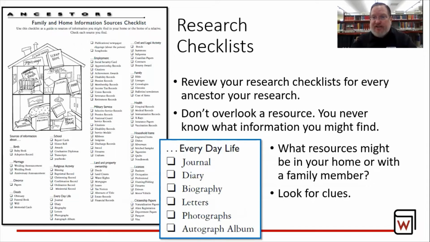Think about research checklists. Now, where do you get these checklists? There are a variety of checklists on the internet and in book form, but it's basically a list of records of all types that you might have access to or that might have recorded information about your ancestor. So review these checklists for every ancestor that you research, and don't overlook a resource. You never know what information you might find. Always just think in terms of, do I have access to it? And if not, then try to get access. What resource might be in your home with a family member? And then look for clues.